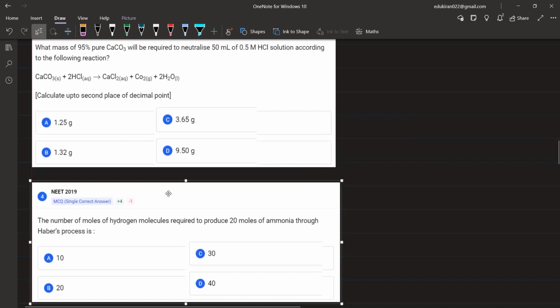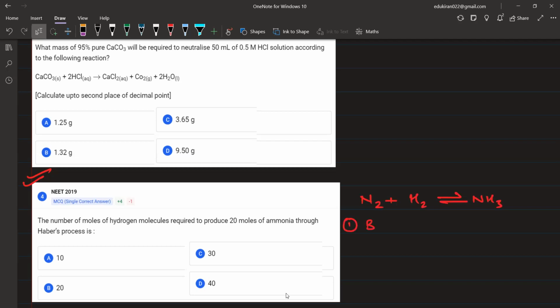Do this question first, and after that we will look at the question above. The number of moles of hydrogen molecules required to produce 20 moles of ammonia through Haber's process. What is Haber's process, by the way? It is N2 plus H2 giving you NH3.